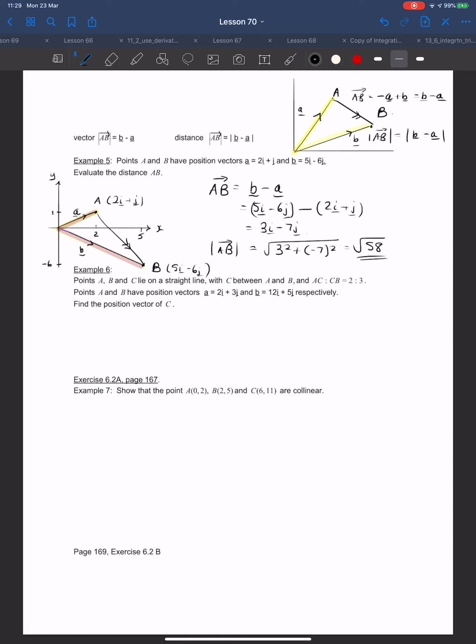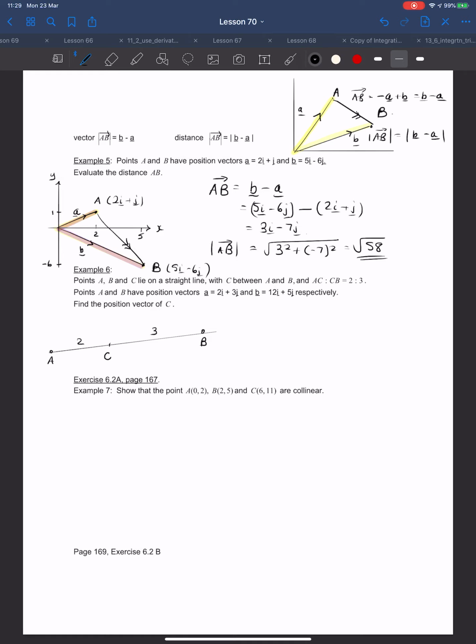Okay, next one. Example 6. A, B and C lie in a straight line with C between A and B. Filling a diagram in here. So that's A and that's B. C's in between the two. And A to C and C to B is 2 to 3. That's 2, that's 3.